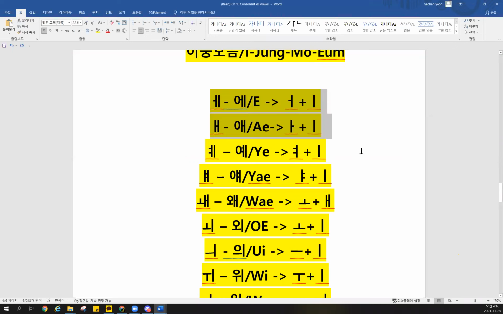So this one, we read as ae. The first one you can write by adding a plus i, but this becomes ae. The second one also comes from a plus i, but also sounds as ae. Next, these two also sound the same, like ye. The first one you combine with ya plus i, and ye. The second one is also ya plus i. Ye.